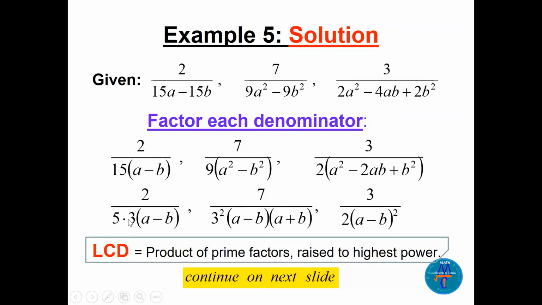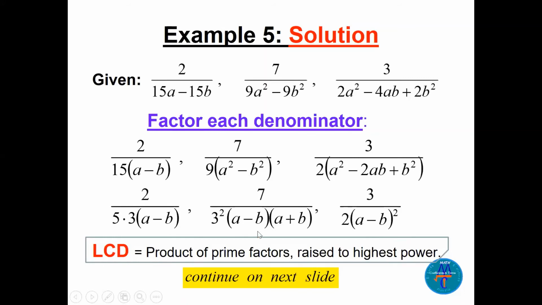15 is 5 times 3. See, I didn't care about the numerators 2, 7, or 3. A minus b. 9 is 3 squared. This is the difference between 2 squares, a minus b, a plus b. 2 is out there, and this is a perfect squared trinomial, a squared minus 2ab plus b squared, a minus b all squared. Now ready. Let's go. LCD, the product of prime factors, each one raised to its highest power.